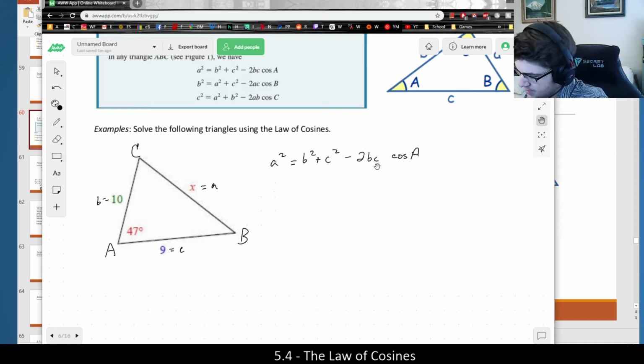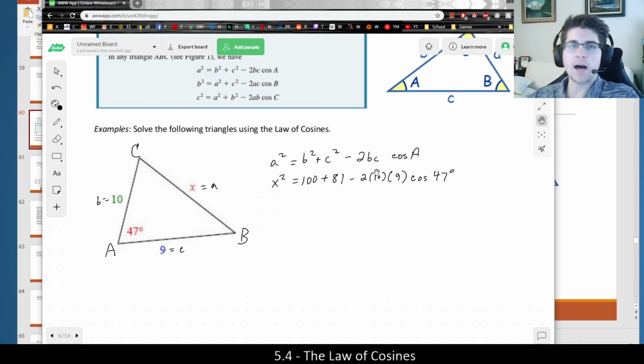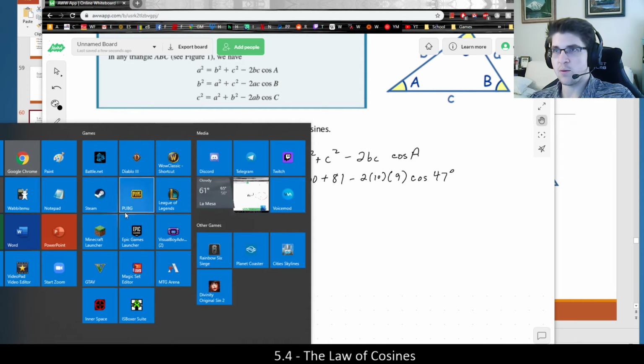But anyways, what I have is that x squared is a side I don't know, which is A. I do know that side B is 10, so 10 squared is 100, plus c squared is 81, minus 2 times B times C times the cosine of 47 degrees. And that's going to be approximately root 2 over 2, because it's close to 45 degrees, but I'd want to use a calculator to figure this out more exactly than I could without one.